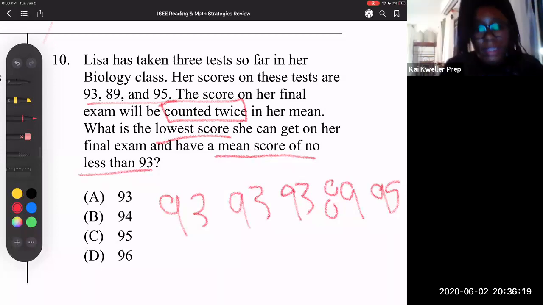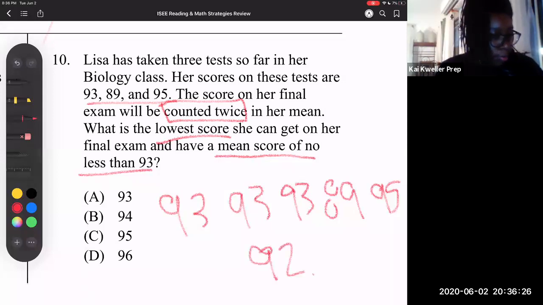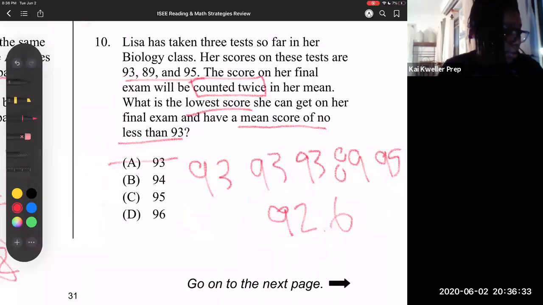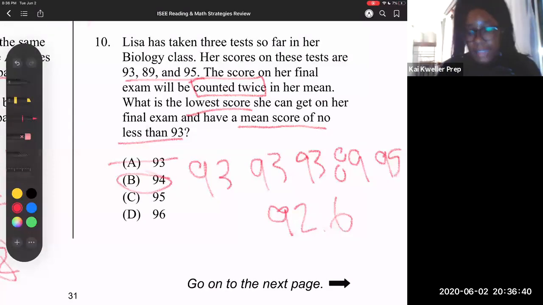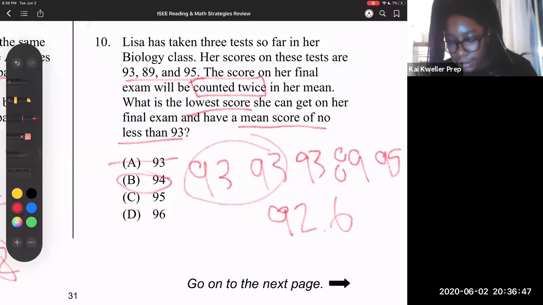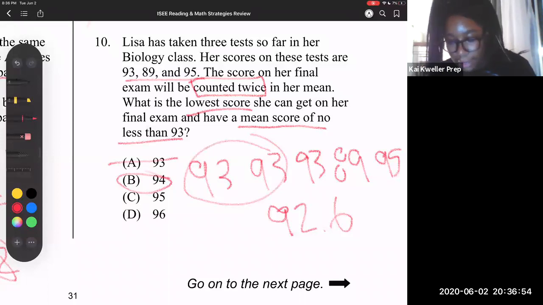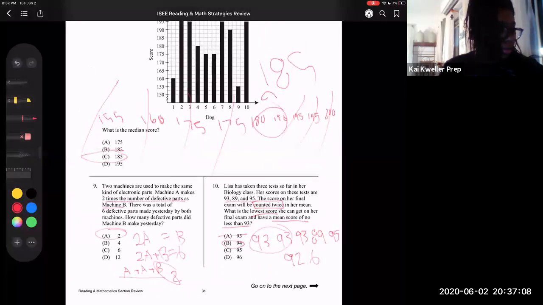2, 3, 4, 5. And you're going to get a little bit less than 93, which means it can't be the answer. But it's right at 92.6, which is super close to 93. It's super close, which means that the right answer most likely is the closest number to 93. In that case, it's 94. To test it out, just do the same thing except switch those two 93s for 94. So you have 94 plus 93 plus 89 plus 95. Add them up, divide it by 5, and you get 93. And just so happens that number 10 is B. So, yeah. Next question.